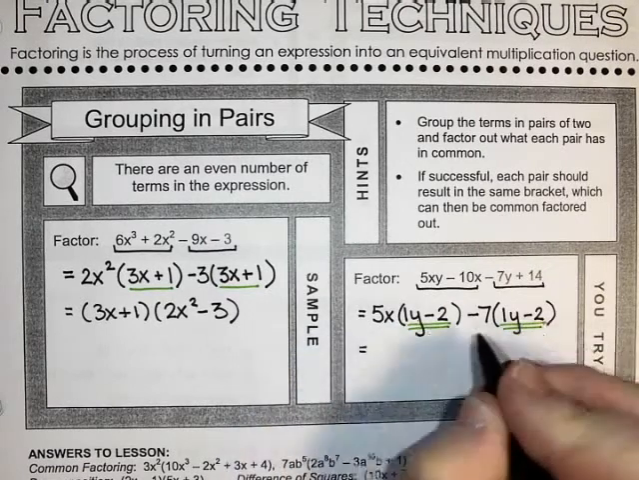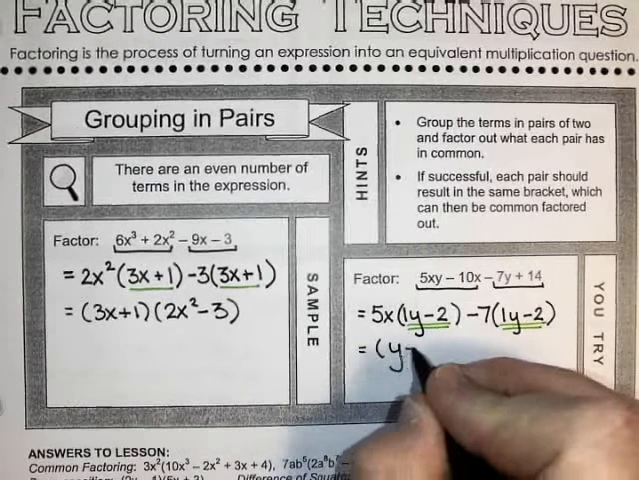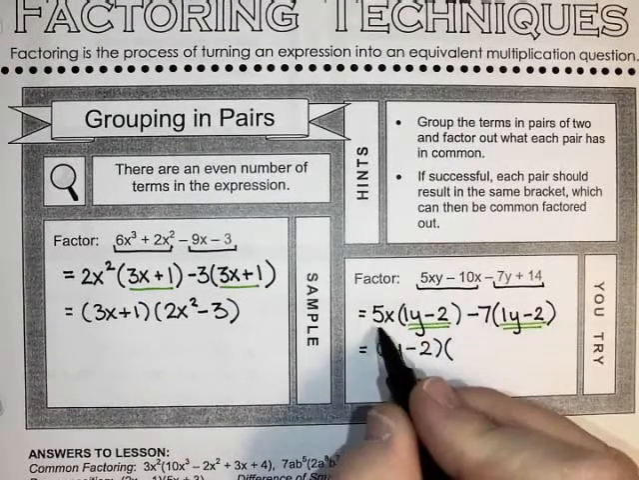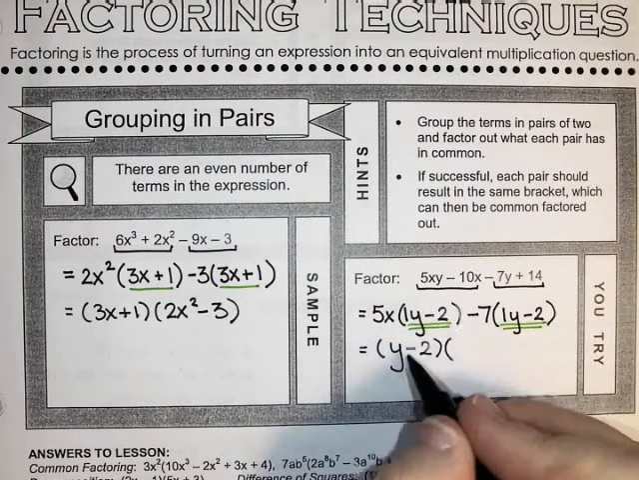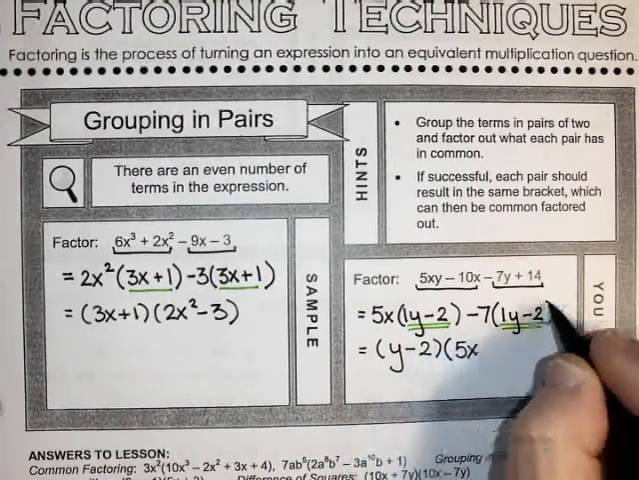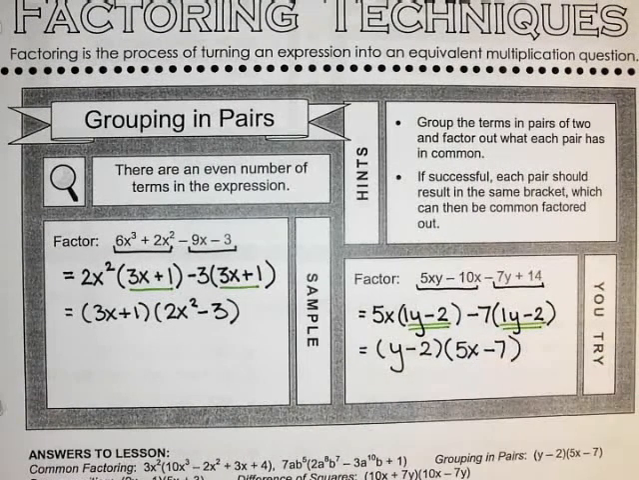So here, I'm going to common factor out the 1y minus 2. I don't think I'm going to write the 1. I'm just going to write y minus 2. And then here, what am I left with? Well, the y minus 2's are going to divide out, and I will just be left with 5x from the first term and minus 7 from the second term. So my final answer there is y minus 2 times 5x minus 7.